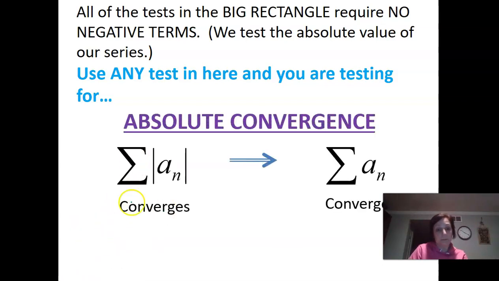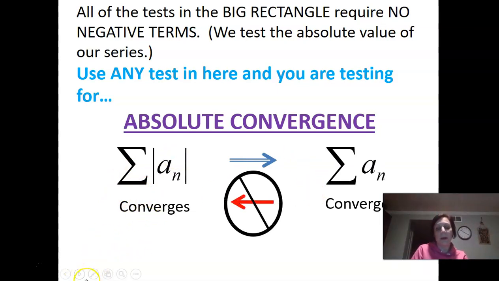Here's the deal. Again, if the absolute value converges, then the original series does. But it's really important to note that that does not work the other way. If the absolute value diverges, I don't know anything about the original series. It's also true that if the original series converges, I can't guarantee that if I take the absolute value, it still will.